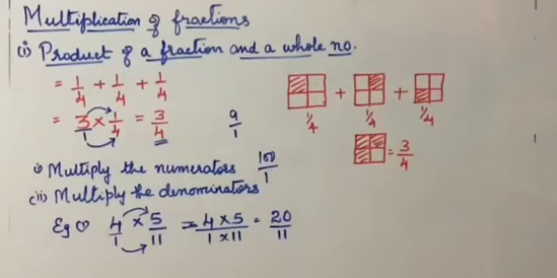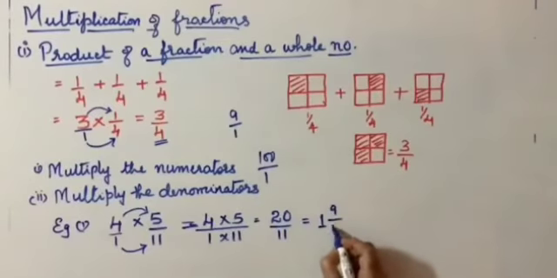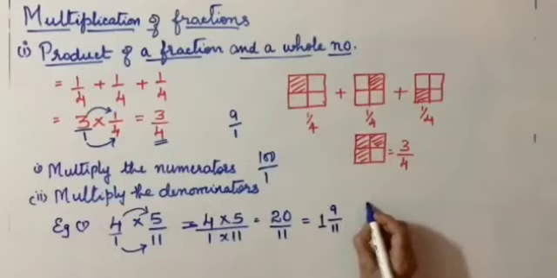Children, again, don't stop here because now you can see this is improper, is it not? So convert it. 11 ones are 11, plus 9, 20 by 11. So it is 1 and 9 by 11. Is that clear? Next example.